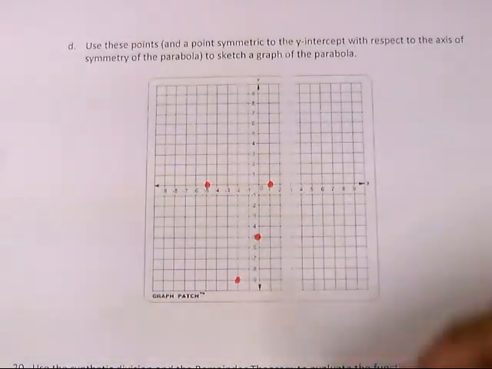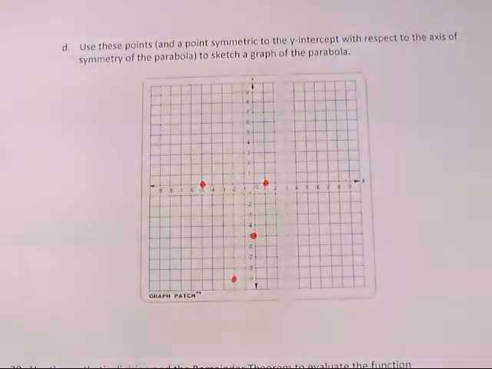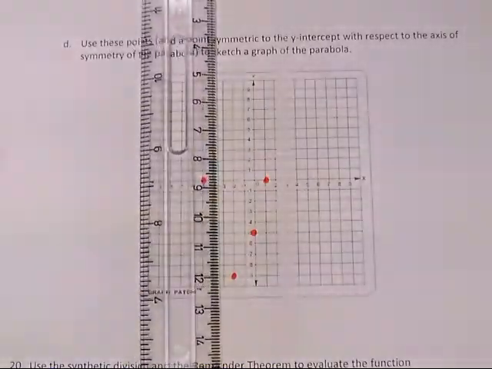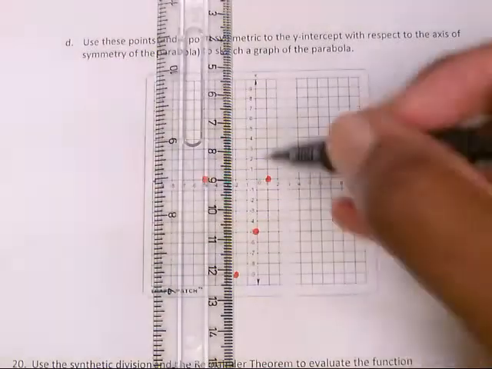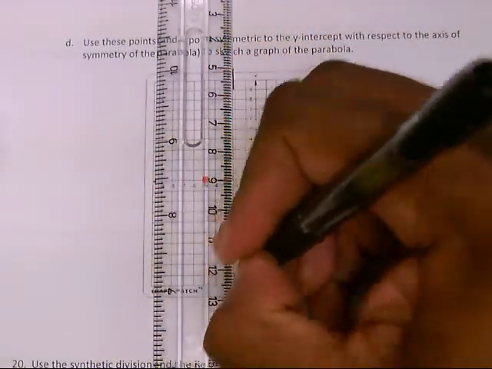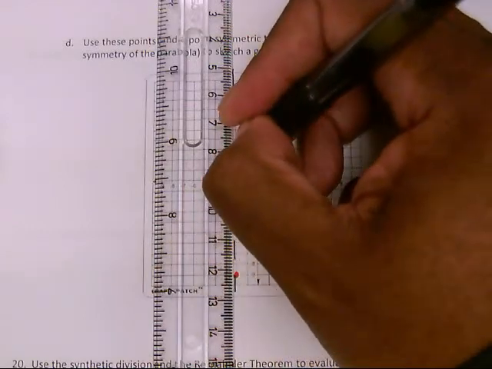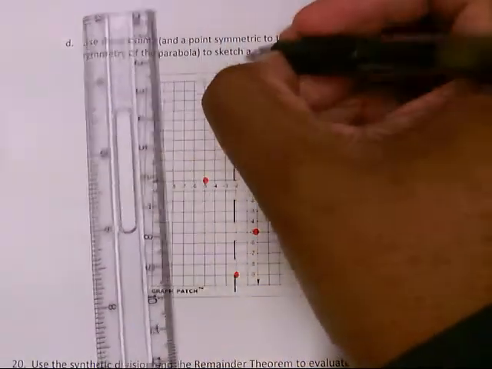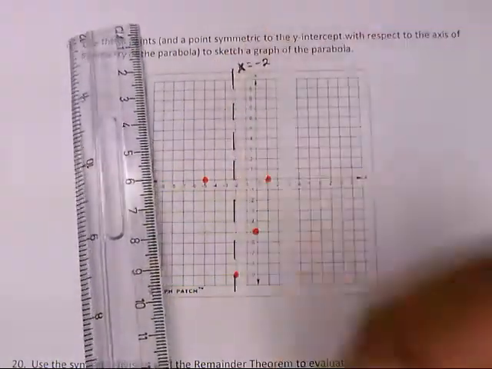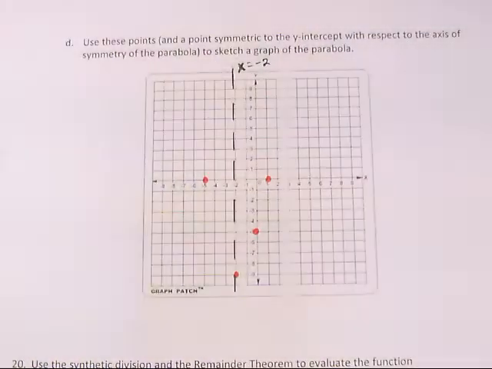And draw the point. Now, what I'm going to do here is draw an axis of symmetry. That axis of symmetry goes through the vertex. And my vertex is negative 2, negative 9. So the axis of symmetry will have to be the equation x equal negative 2.